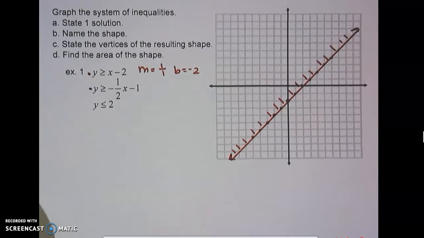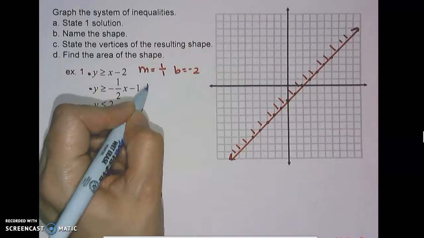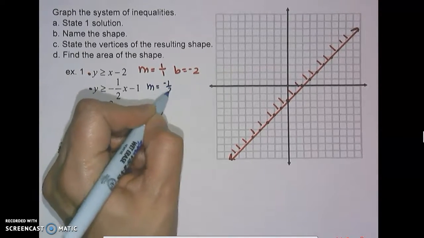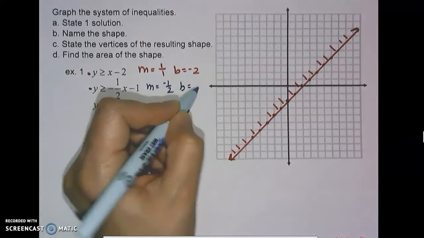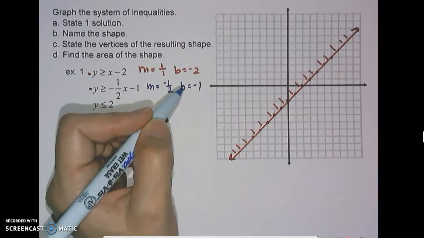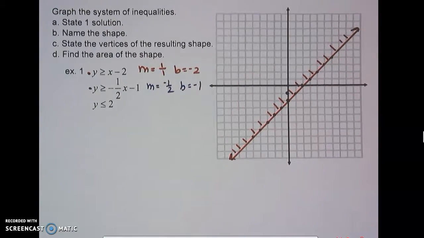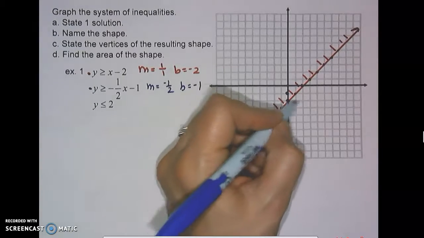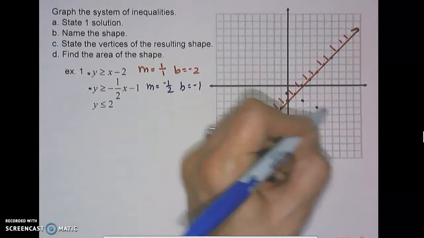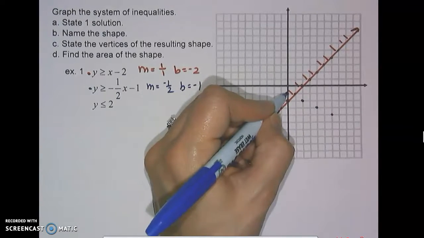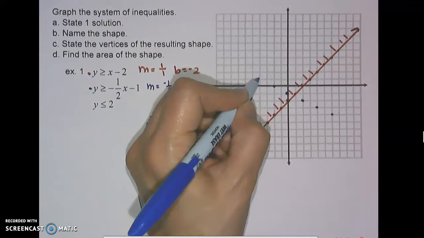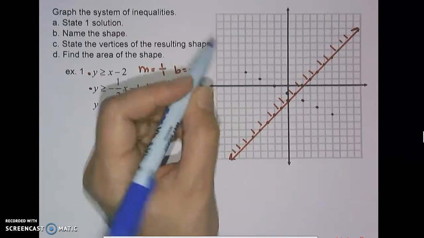We have y is greater than or equal to negative 1/2 x minus 1. So here our m is going to be negative 1/2, and our b, our y-intercept, is going to be negative 1. So we're going to start at negative 1, and then we're going to go down 1, right 2, down 1, right 2. And this line should look like it's going downhill. So we're going to go a few in the other direction here.